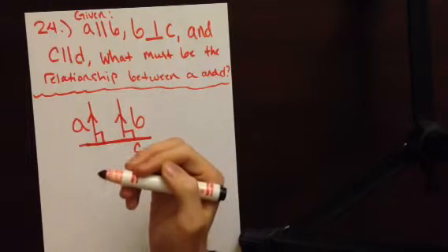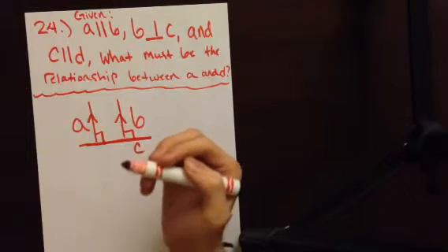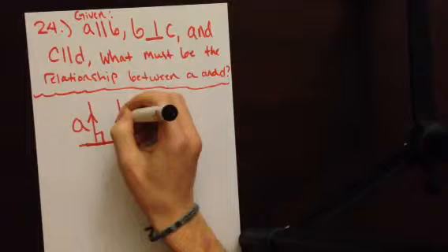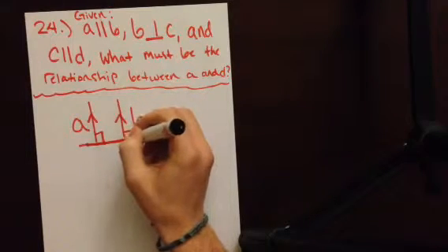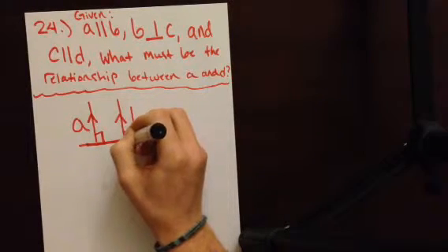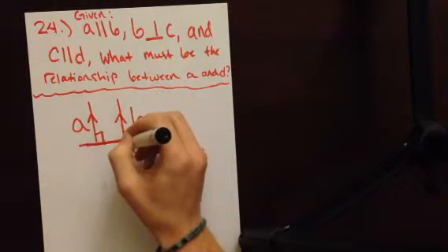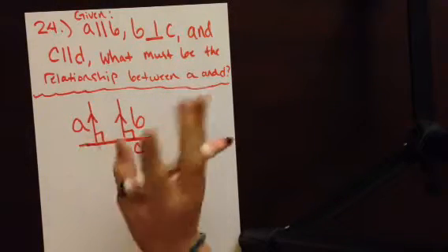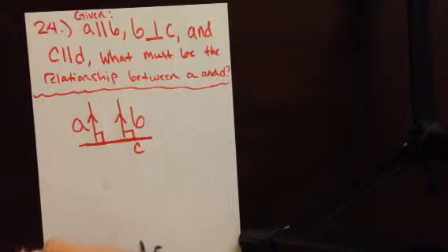So you can think of it that way, or you can think of it like the transitive property, where since these two are parallel and one of them is perpendicular to C, then that means that A and C also have to be perpendicular by the transitive property. So there's two ways you can think of it.